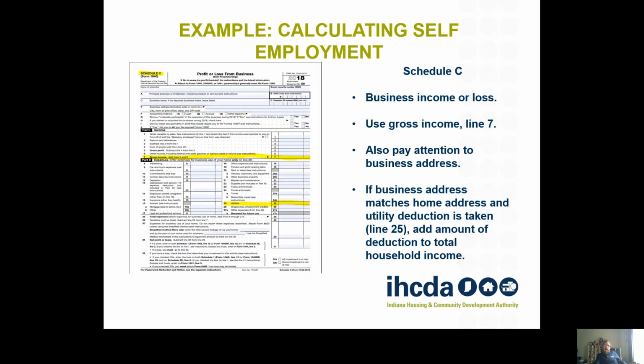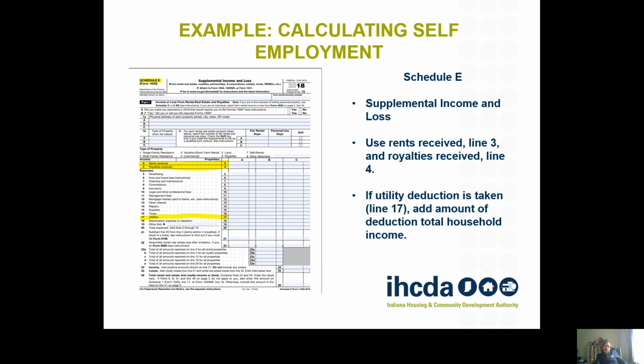So Schedule C is going to be where you get your business income or loss. As of the 2018 form, we were using gross income, line 7, while also paying attention to the business address. And if the business address matches the home address and the utility deduction is taken, then we would have to add the amount of that deduction back into the total household income. Schedule E was a supplemental income and loss. That would be where rents and royalties would be documented using lines 3 and 4, as well as any utility deductions associated with those.